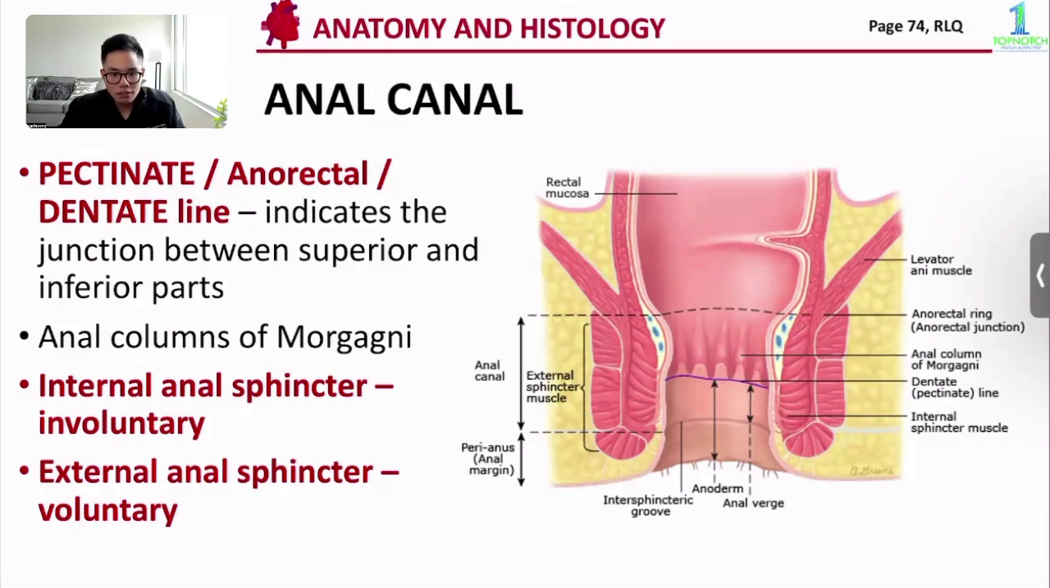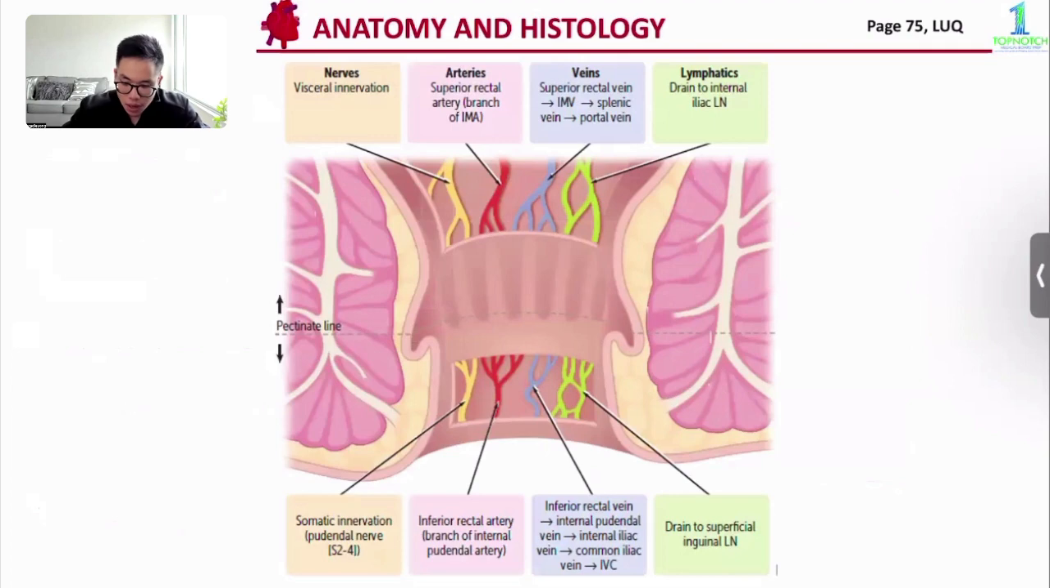Talking about that, going down, we have your anal canal. In the anal canal, you have the dentate or the pectinate line, which is the boundary between the superior and the inferior parts. Within it are the anal columns of Morgagni, which, if I'm not mistaken, are 6 to 10 in number. Then you have 2 sphincters there. You have the internal anal sphincter and the external anal sphincter. The internal is involuntary and the external anal sphincter is the voluntary one. But what I want to highlight here is that the pectinate line is a very important clinical tool because it would differentiate what the patient will be experiencing.